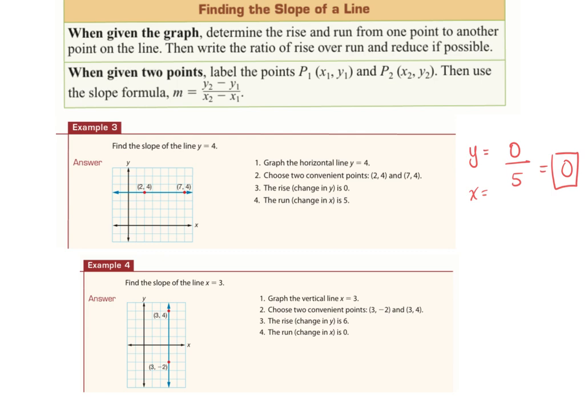Let's look at the vertical line. My y value goes from negative 2 to 4. How much did my y value move? 6, right? My x value went from 3 to 3. How much did my x value move? Zero. What's the problem here? What is 6 divided by 0? Can you divide by 0? No. You cannot. Actually, this is undefined. All right, undefined. The slope of any vertical line is going to be undefined, always.